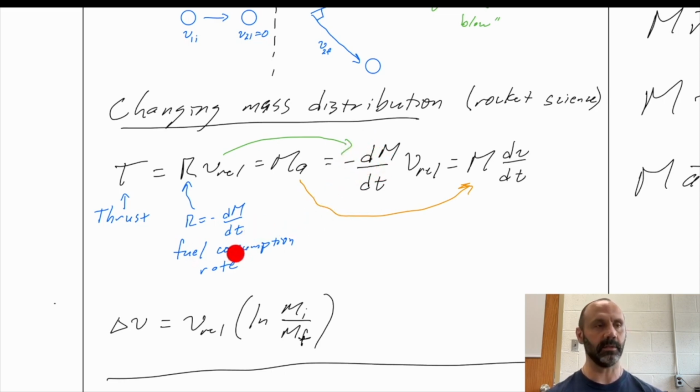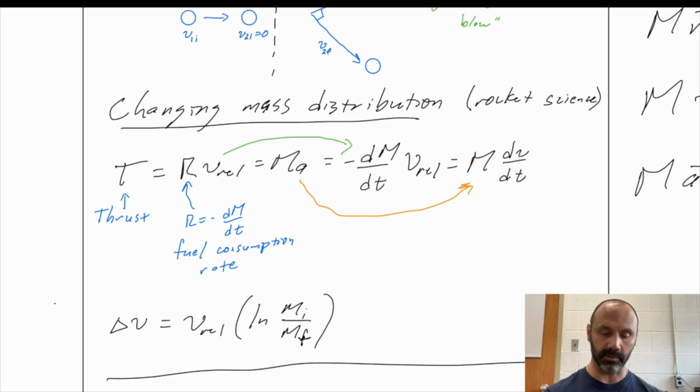So the idea here is that it's like a stream of particles, except that the rocket itself is losing mass as time goes on. And so that's what R is here. It's the rate at which the rocket is losing mass, times v_rel, the relative velocity. So we get this equation as well. It means the same thing. That equals ma, right? And ma equals m times dv/dt. dv/dt is the rate at which the velocity is changing. That's the acceleration. M is the total mass.